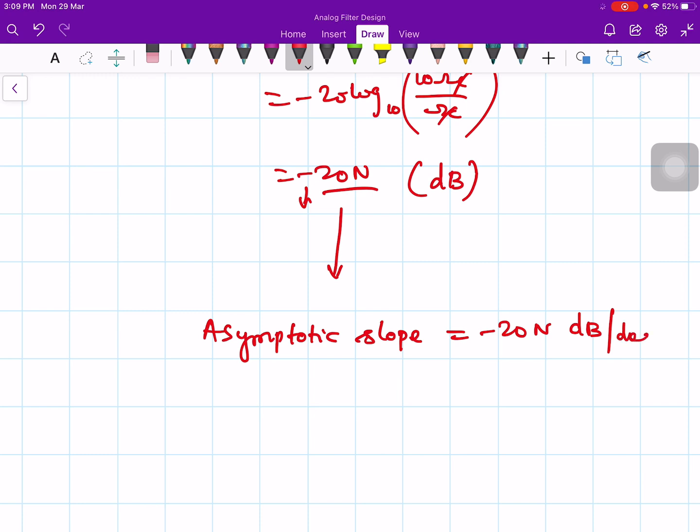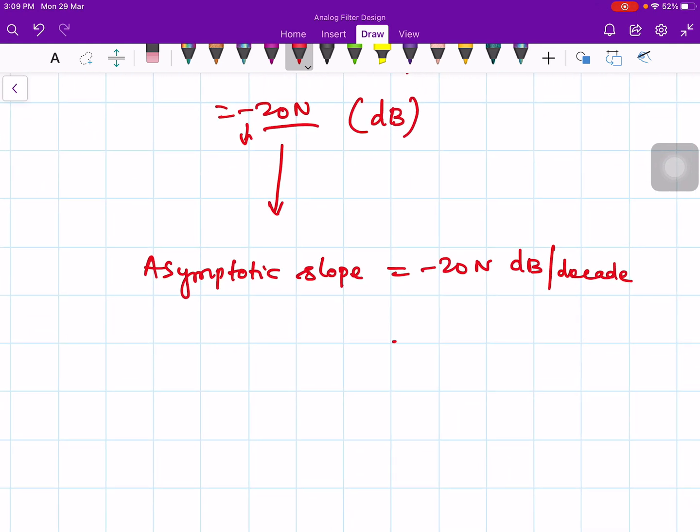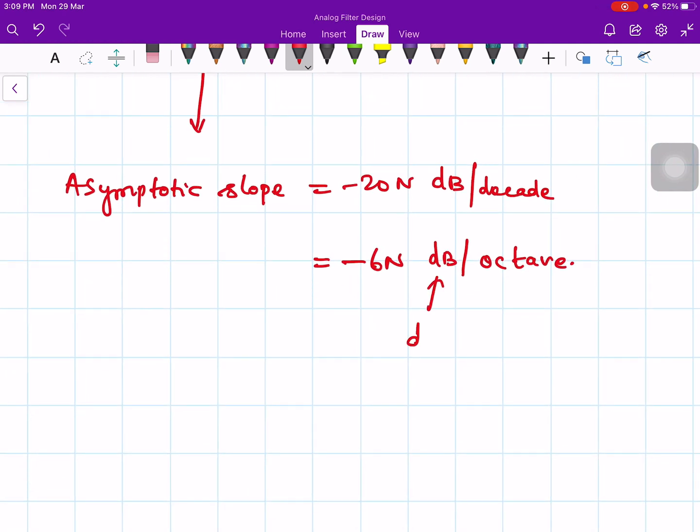The same thing I can write as minus 6n dB per octave. Decibel is written with a small d and a capital B. Why capital B? Because B stands for a proper name, and you must respect the name. So not small b, it's a capital B. Now, omega increasing or decreasing by a factor of 10 means a decade. Decade means you either increase the frequency by 10 or decrease the frequency by a factor of 10.